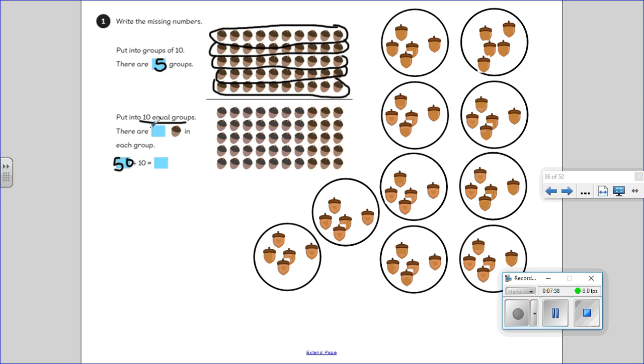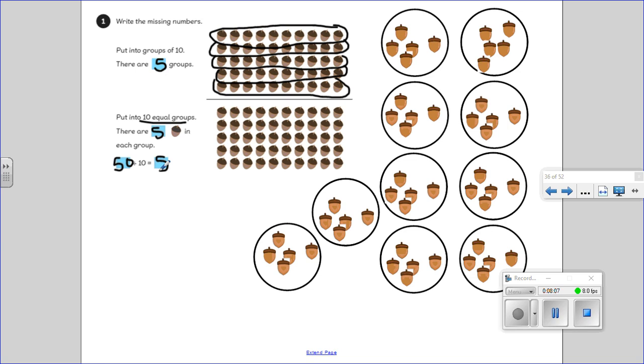So we've got, there are how many chestnuts in each group? Sorry, acorns. I don't know why I'm confusing the two. Acorns in each group. So we've got 1, 2, 3, 4, 5 acorns in each group, and we've put them into 10 equal groups. So 50 shared into 10 equal groups is 5. Well done if you got that right.